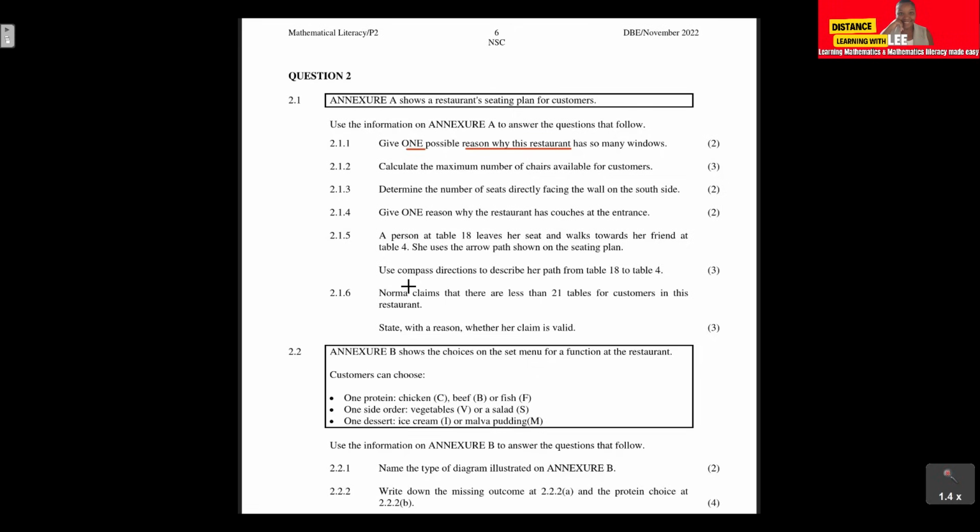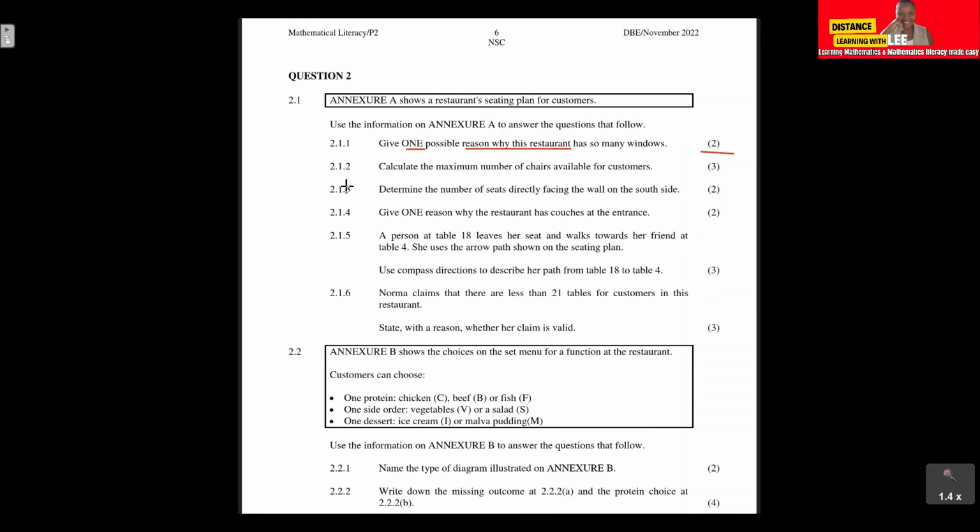Okay, so you can give either one of those answers. Maybe to let fresh air in, or to let natural light in, or for customers to enjoy the view. Any of those reasons would be correct. You just need to give one, and that will award you 2 marks. So let's write that down. I'm going to write, to let natural light in. All right, and that's going to award you 2 marks. Let's have a look at the next question.